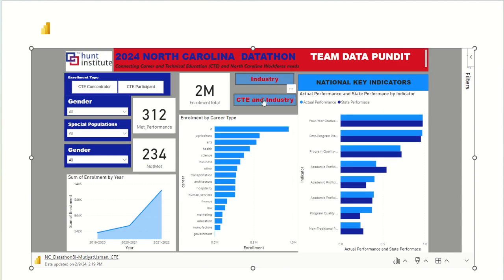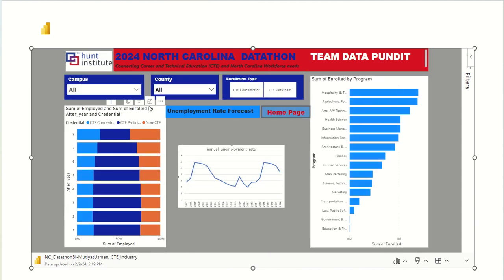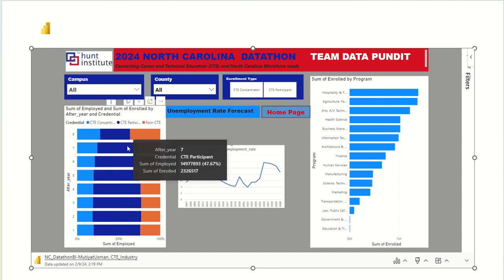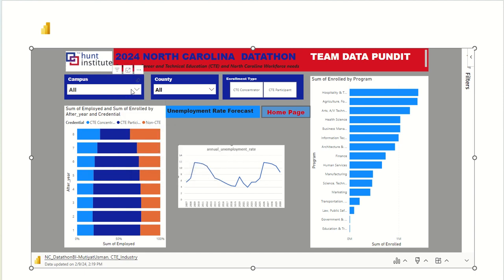Lastly is where we try to match the CTE and the industry data set. This chart tells us about the concentrator, the participant, and the non-CTE. You could see that a lot of employment is in favor of people who participate or concentrate on a particular course. This can also be filtered by district, county, and enrollment type.